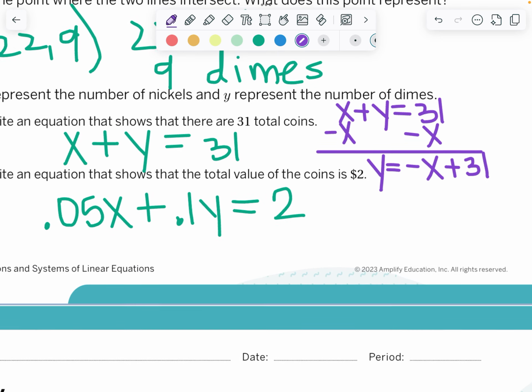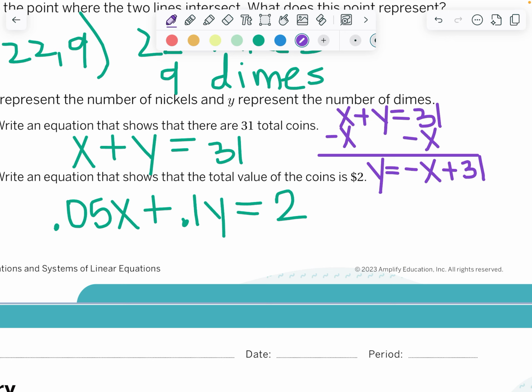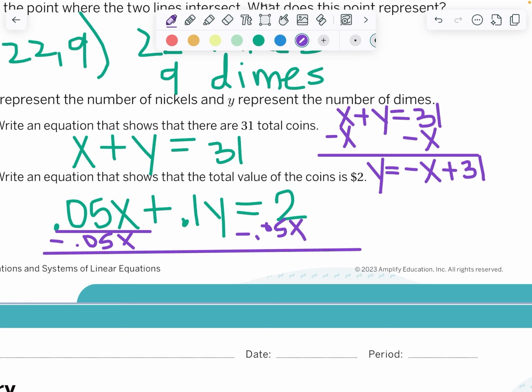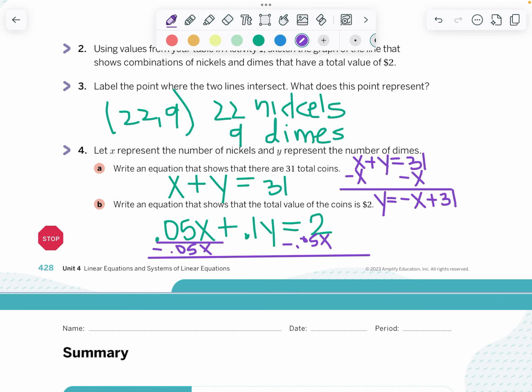The other equation right here, I'm just going to go underneath it. This one's a little trickier, so I have to take this term of x over to the right side of the equal sign. The only way to do that is to take away 0.5x on both sides of the equation. Put a line there. I'm going to write this over here. And then I have 0.1y equals negative 0.05x plus 2. Now, we're not quite there because we have a 0.1y. And when you have that, you have to divide by that 0.1 to get y all by itself.